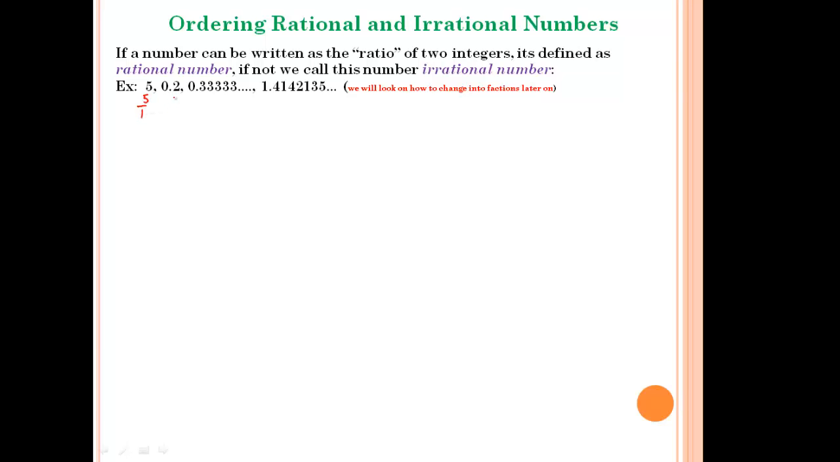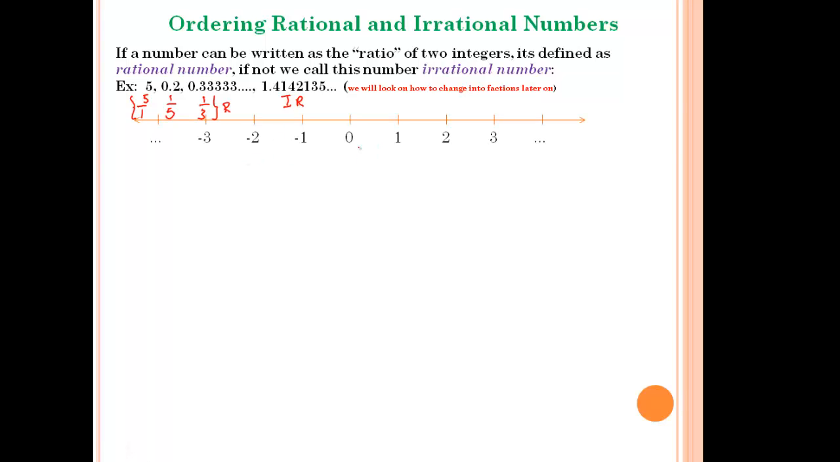0.2 is 1 over 5. And 0.333 is 1 over 3. So 5, 0.2 and 0.33 can be written as ratios, so they are rational numbers. Now 1.4 is an irrational number because we can't.